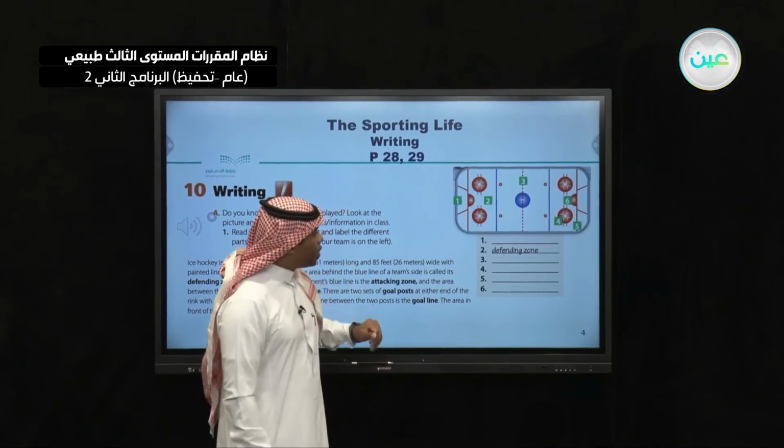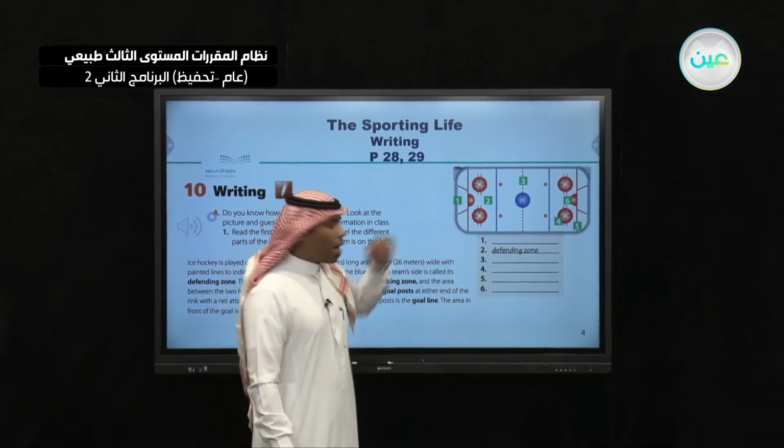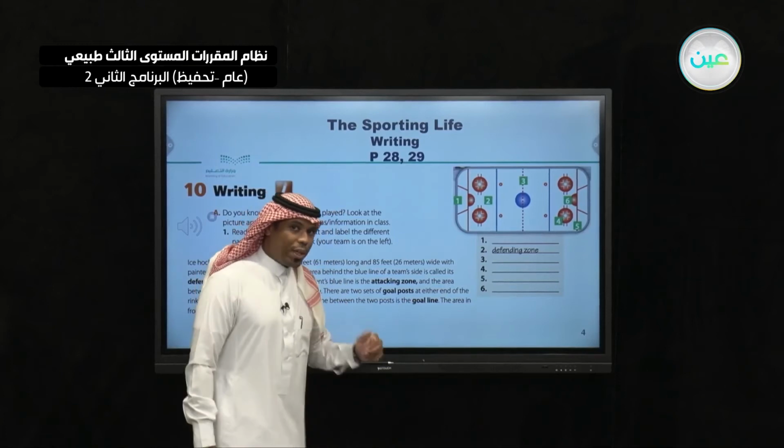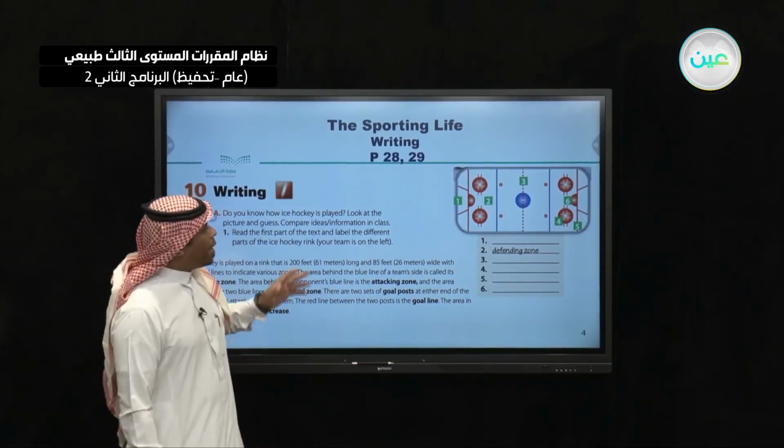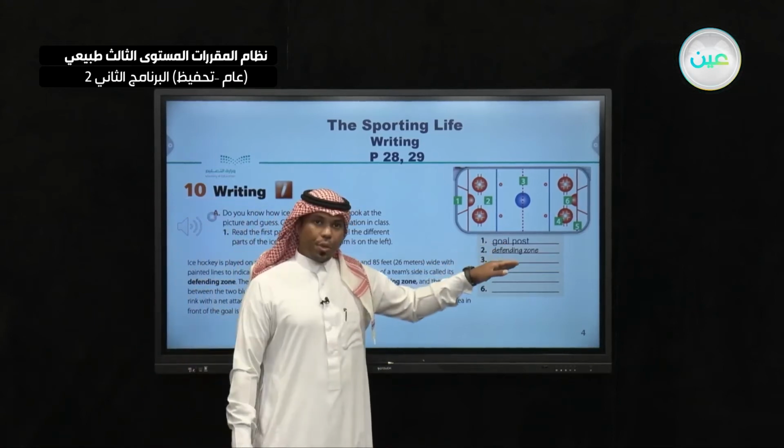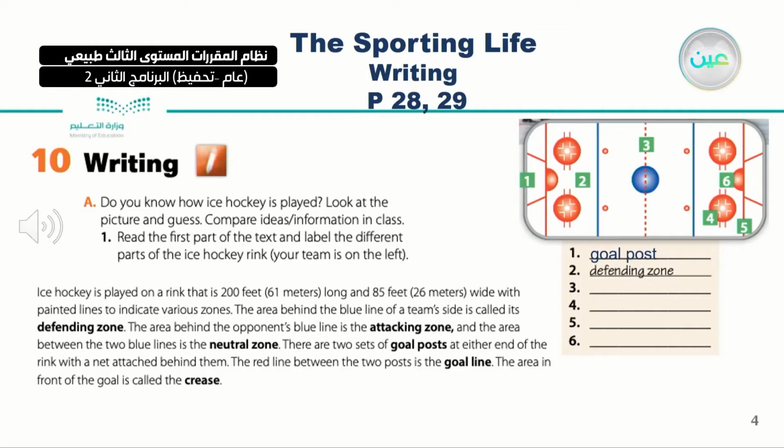Now, I want you to help me with that. Let's start with number 1. What do you think number 1 is? Number 1 is the goal post, or goal posts. We have 2 goal posts, of course. Number 2, defending zone. Number 3, do you remember the zone between the 2 zones here? Yes, it's called the neutral zone.